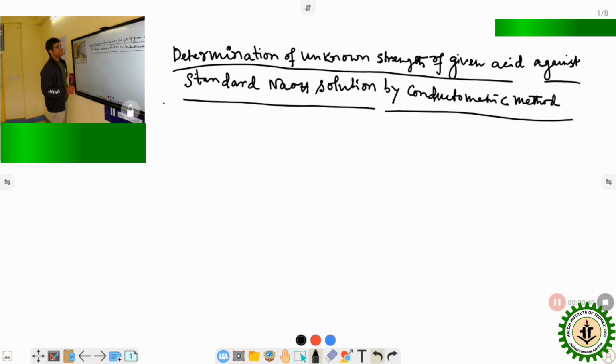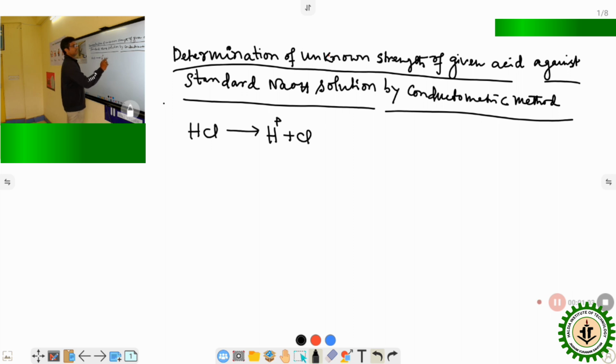Now, in this experiment, the theory tells us that we have to take an unknown acid, that is, HCl solution will be taken. This HCl solution is a strong acid. It ionizes as H plus and Cl minus.